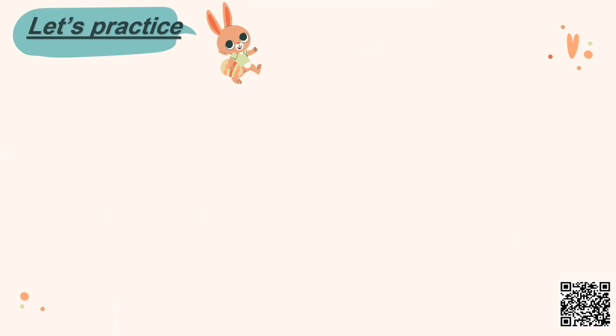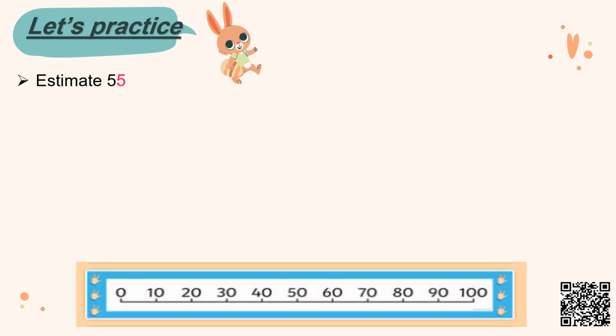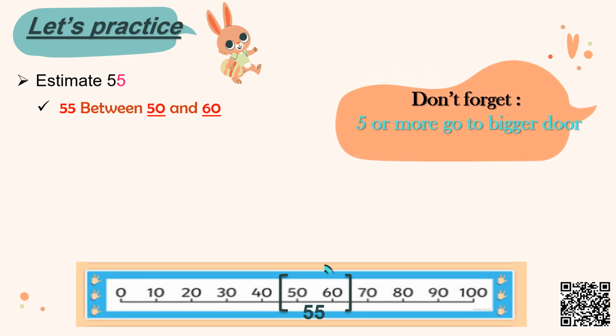Now let's practice. Estimate 55. First, we must draw the number line. 55 between what and what? Yes, 55 between 50 and 60. Second step, look at ones. Don't forget, 5 or more, go to bigger door. Now in ones, we have 5, so we will go to bigger door. So 55, it will be 60.